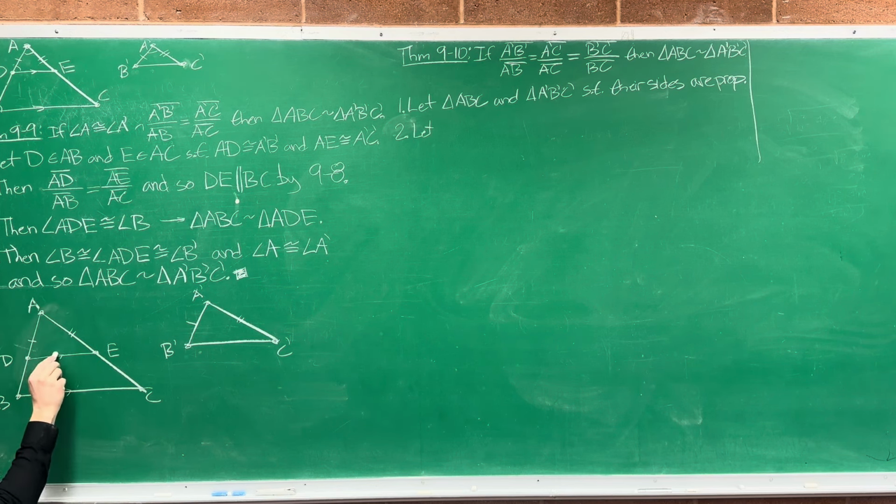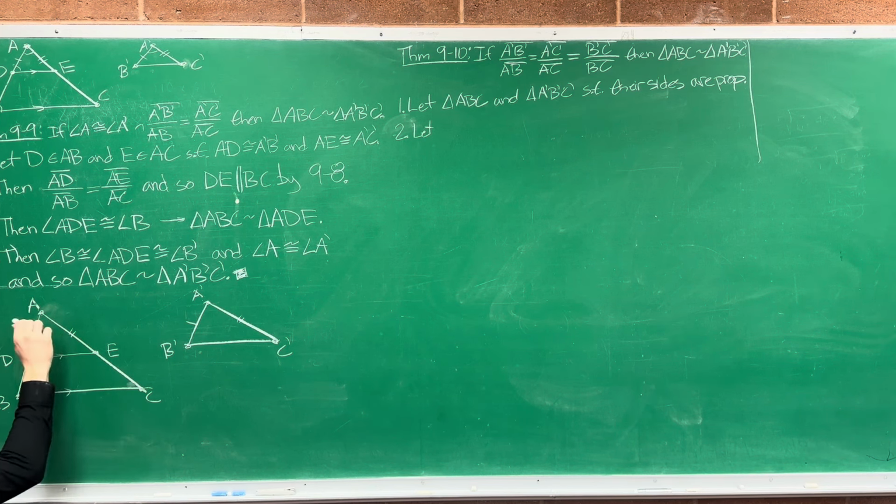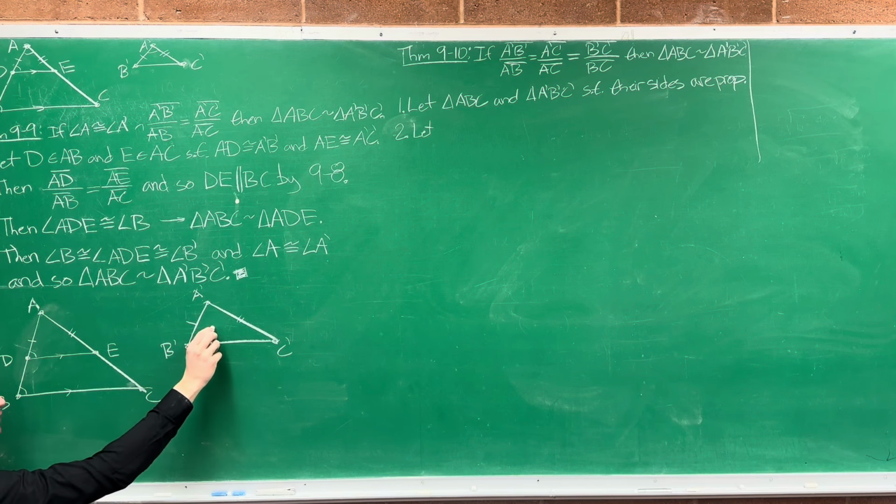Okay, so now if I know that this is parallel to that, what does that give me? Angle B and angle ADE are congruent. So I know that this angle is congruent to this angle. And that's enough because I also know the top is the same as the top. So I get that the big triangle is similar to the small triangle, but I still need to argue that this one is congruent to this one.